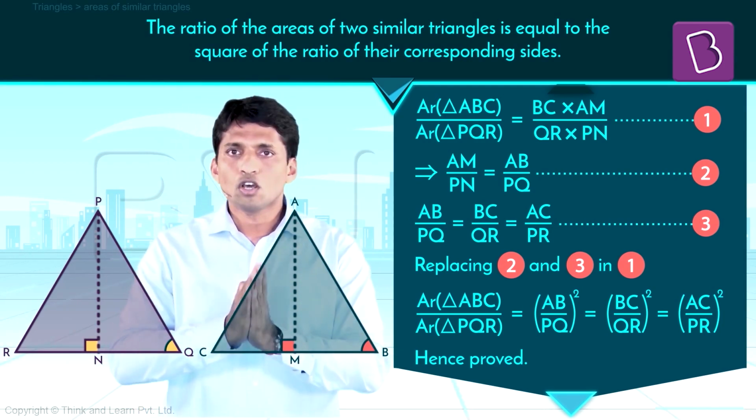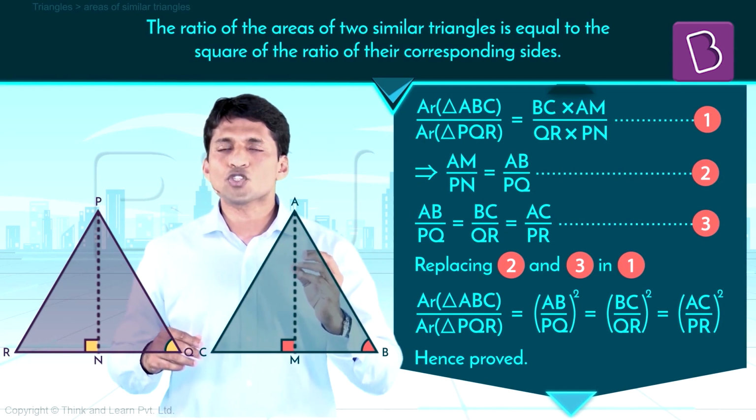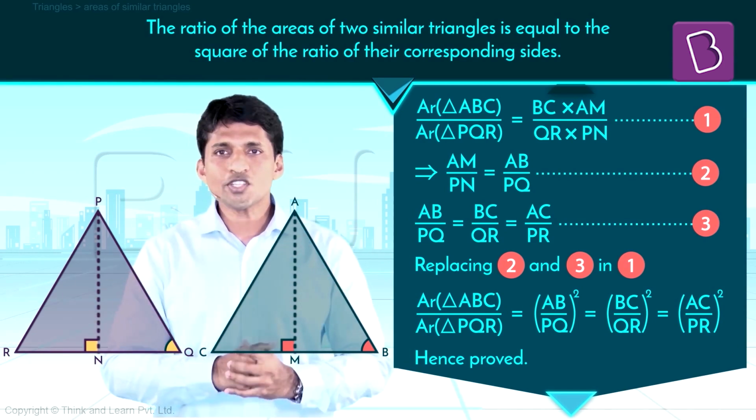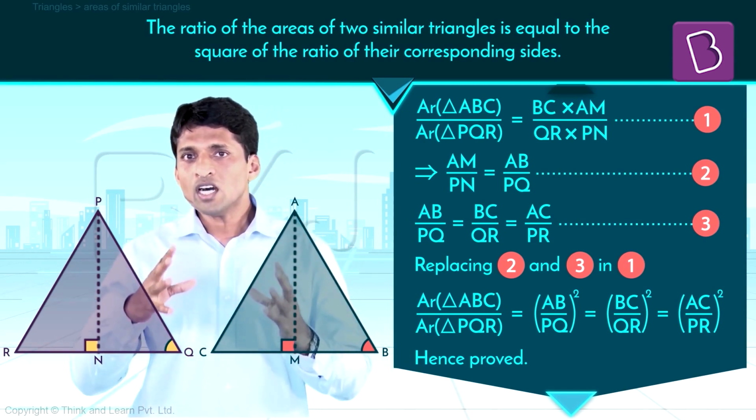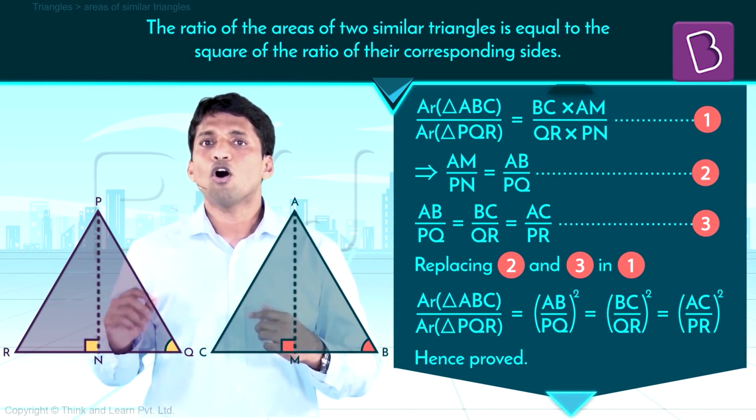So what is the rule? Rule is ratio of areas of two similar triangles will be equal to the square of the ratio of their corresponding sides.